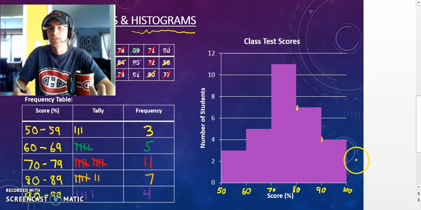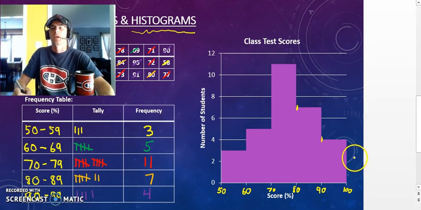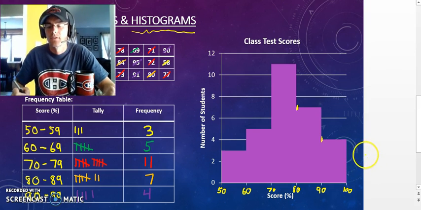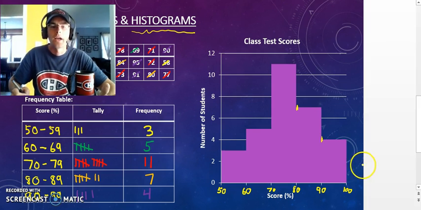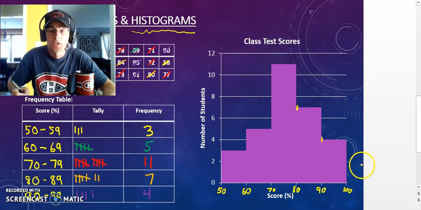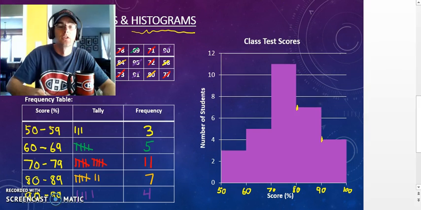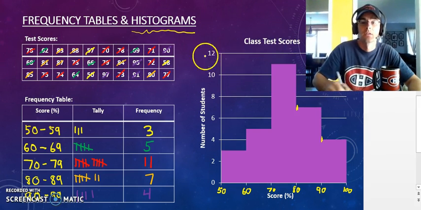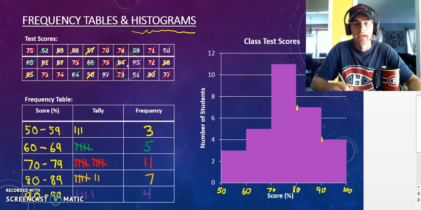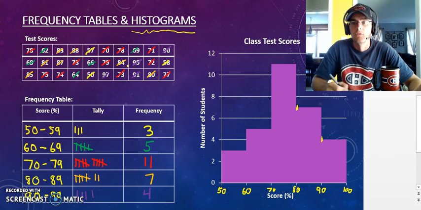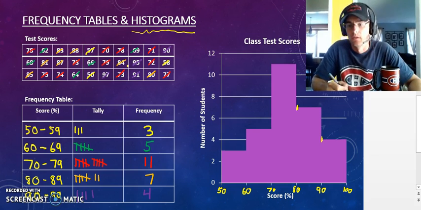Again, there's not too many differences between a histogram and a bar graph. The main thing is why you use them. Why do you use a histogram? Because you have an enormously large set of data, 30, and you don't want 30 bars with only a frequency of 1 or 2, because your graph won't be meaningful.